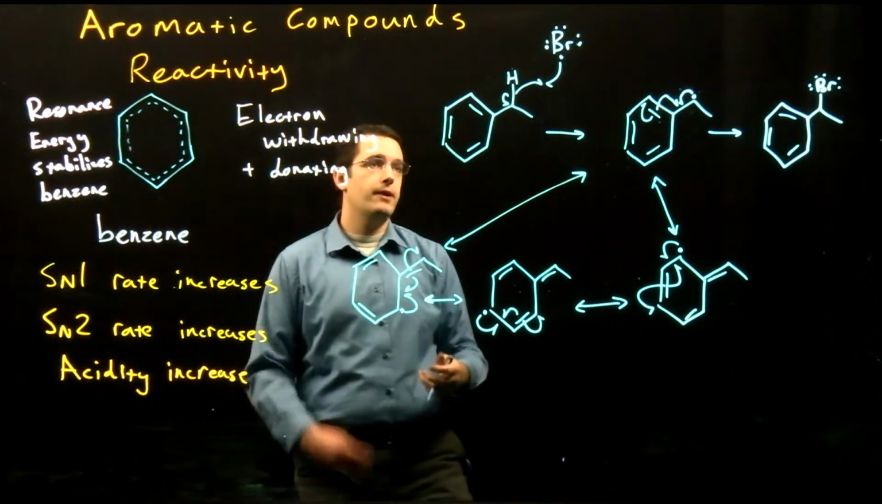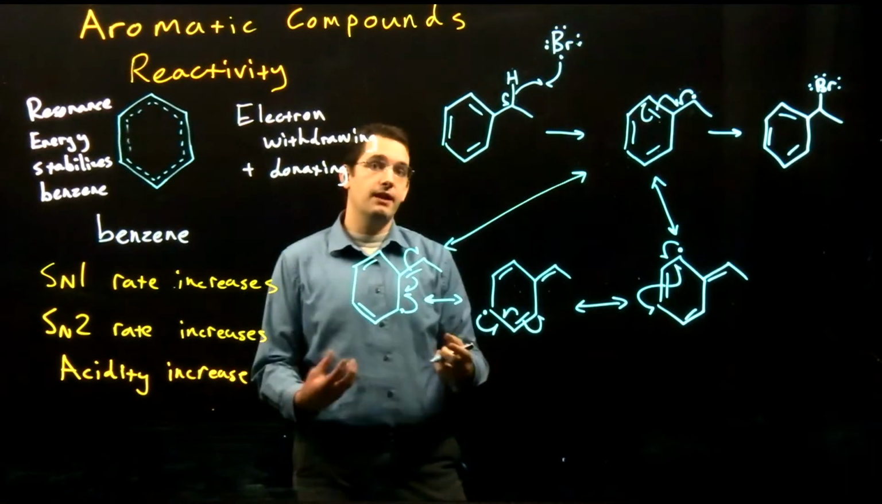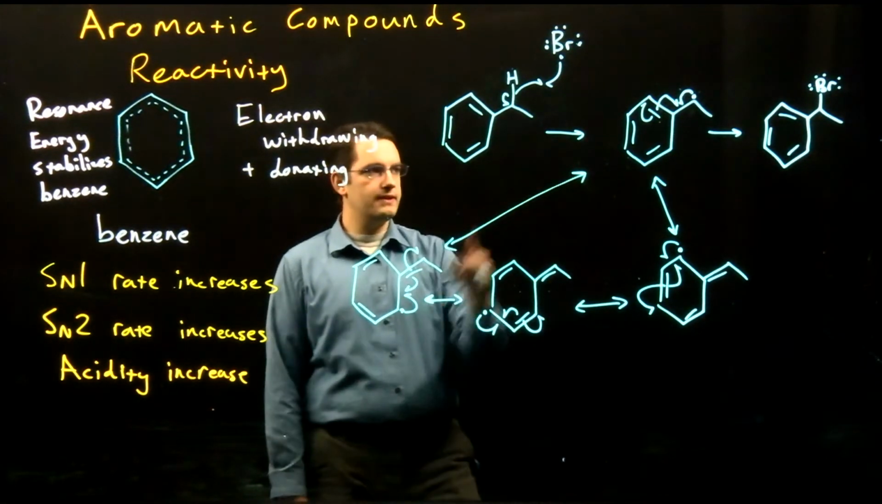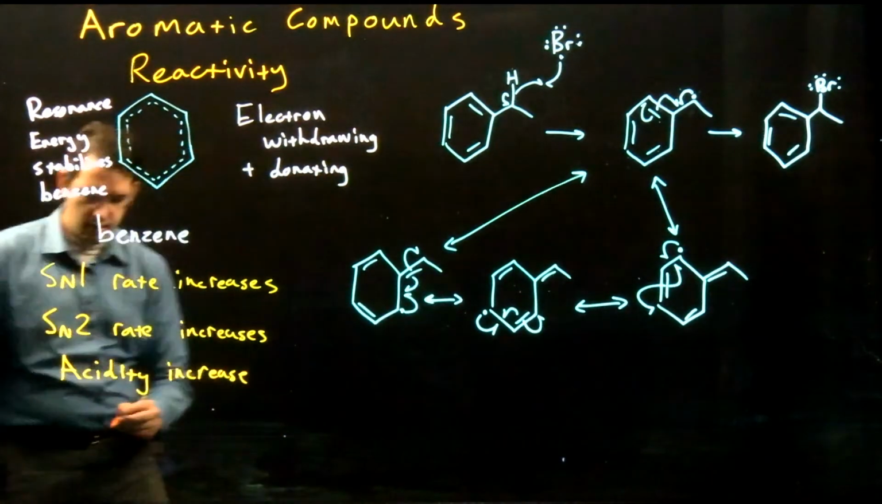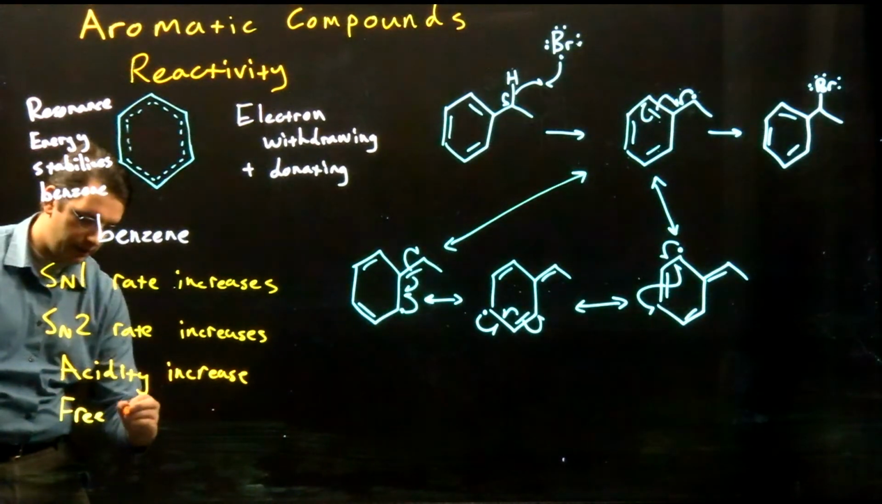So any kind of free radical halogenation is always going to be selective for that benzylic position right next to our benzene ring, where we can stabilize that intermediate. So again, our free radical halogenation reaction rate is increased.